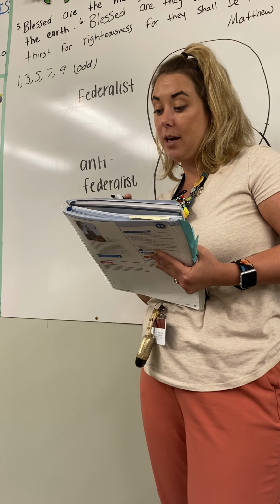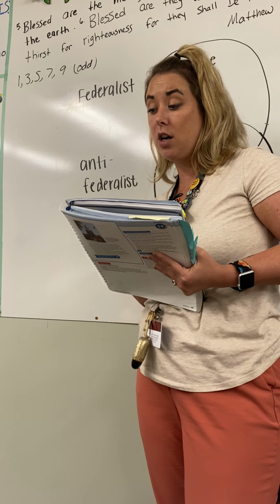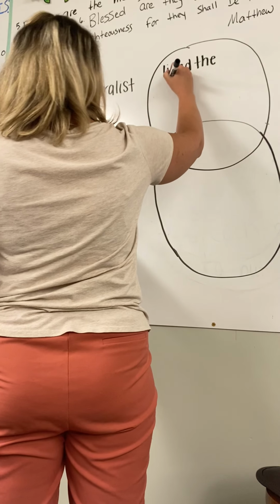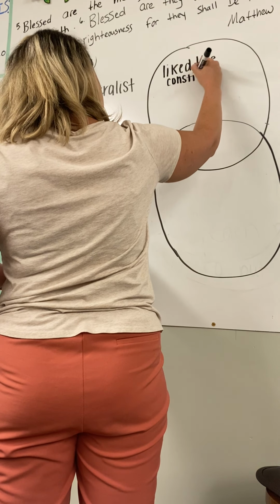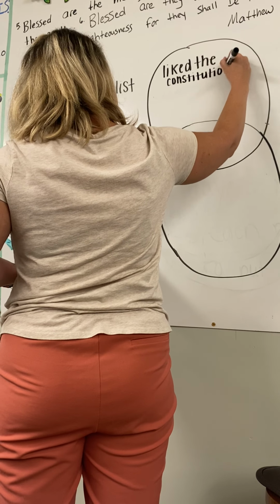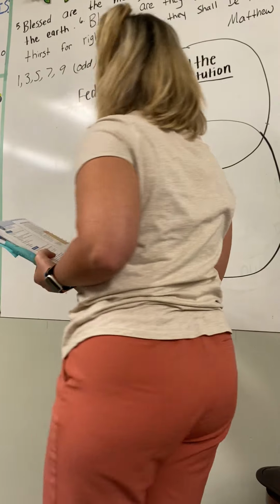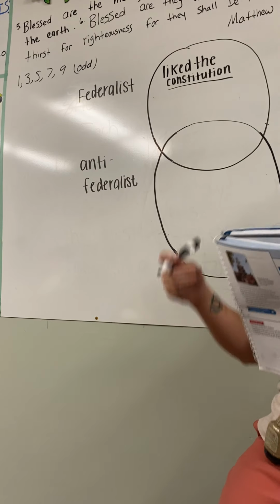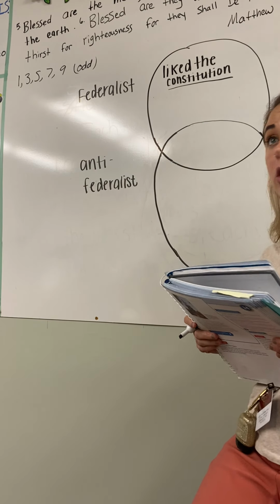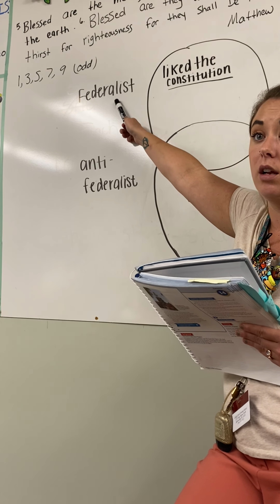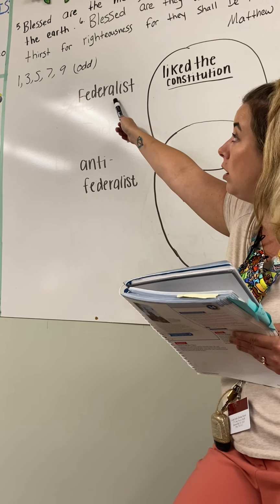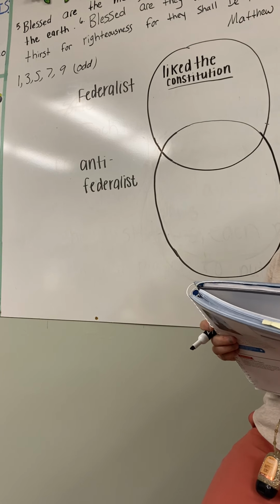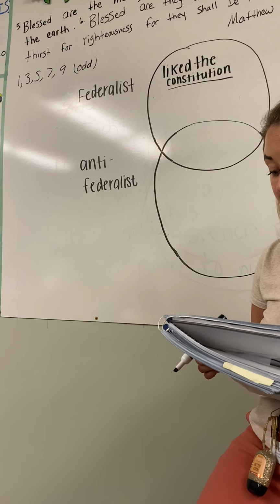It says, not all Americans liked the Constitution. People who liked the Constitution were called Federalists. So in our Venn diagram, we see that they liked the, and in the blank, Constitution. So people called Federalists, they liked the Constitution. Did everybody like the Constitution? No. But who liked the Constitution? The Federalists liked the Constitution. That is a vocabulary word too. That's a term we're going to keep seeing.